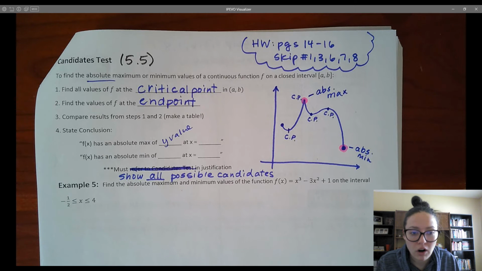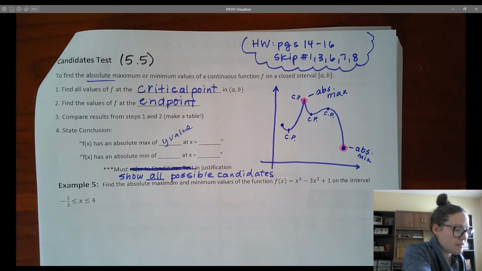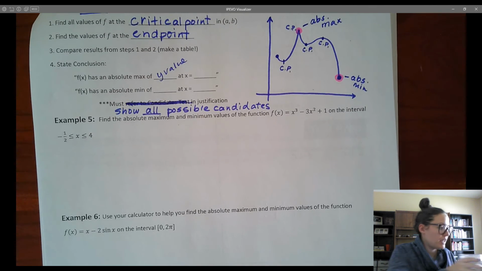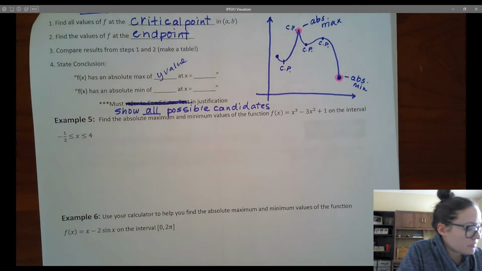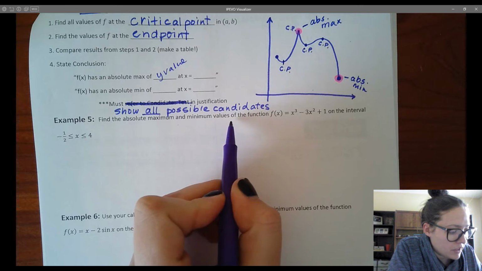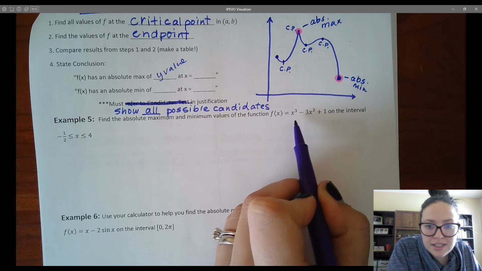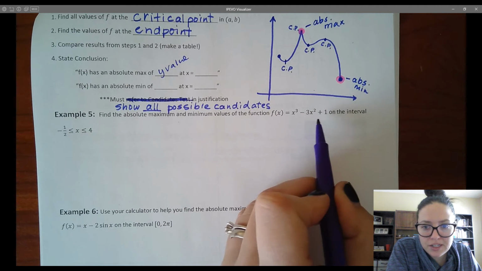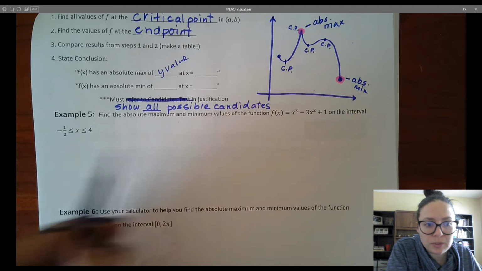So what I'm going to be looking for is that you've checked all the critical points and both of the endpoints. So let's try this example here, and hopefully it'll kind of come together. So it says, find the absolute maximum and minimum values of the function f of x equals x cubed minus 3x squared plus 1 on the interval -1/2 to 4.